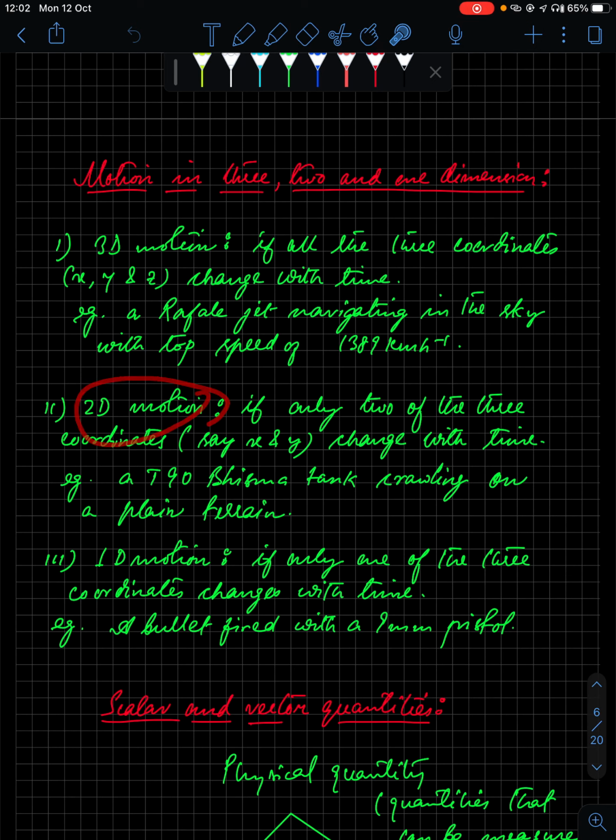Now, what is two dimension motion? In two dimension motion, two of the three coordinates will change with time. So you see a T-90 Bhishma tank. These days these tanks are being installed in the Indo-China border along the Himalayan terrain. The LAC situation is not very good with China, and China always had this habit of poking the bordering nations. It has trouble with every neighboring nation.